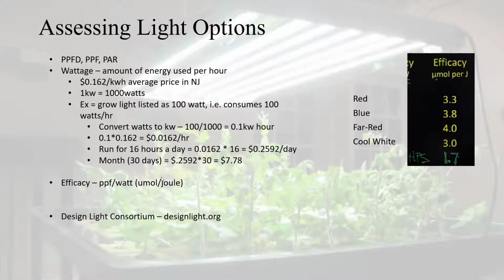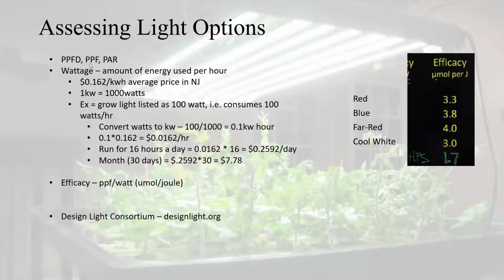Now, what is nice, to give you a website that will help you in finding these out for different lights, is this Design Light Consortium. So they're a nonprofit, and they're looking at energy efficiency. And what's really nice is that they have a database of lights that they have tested, right? So, a manufacturer will say, we do this much ppf or ppfd, and it consumes this much wattage, etc. They actually go and test the lights and give the results for you, which is really nice. I'm going to show you in a second.